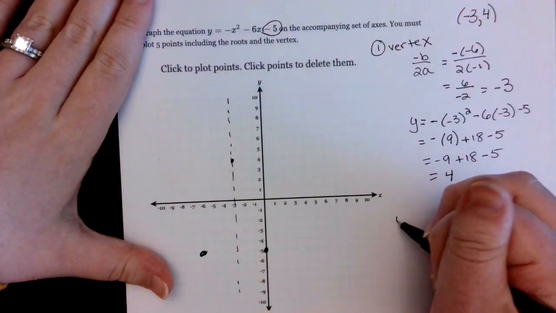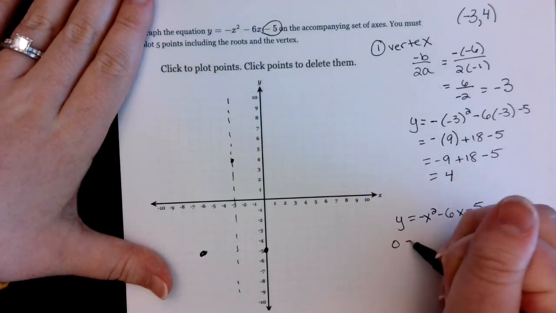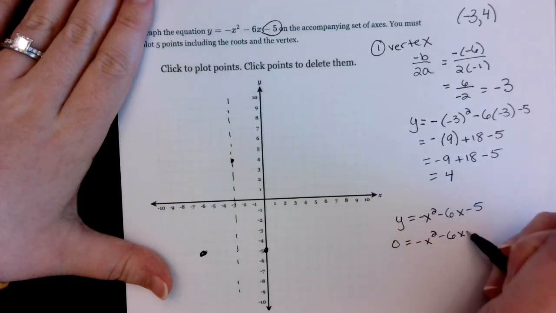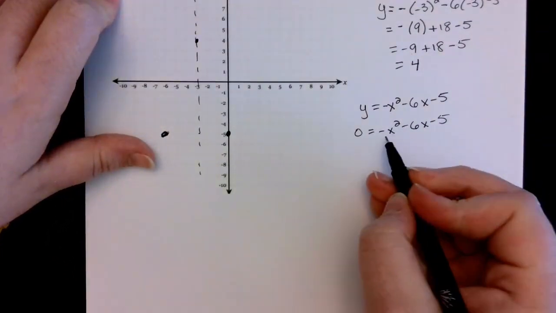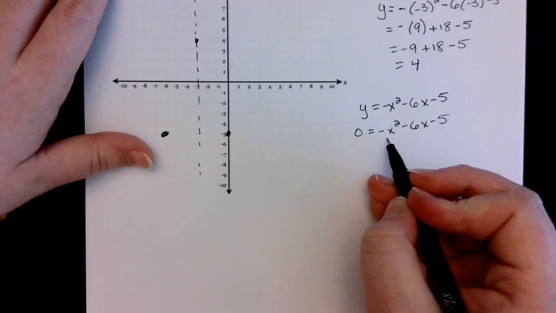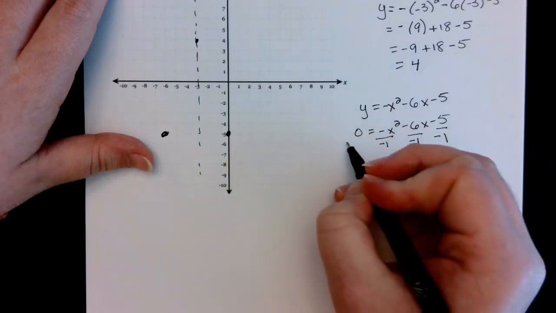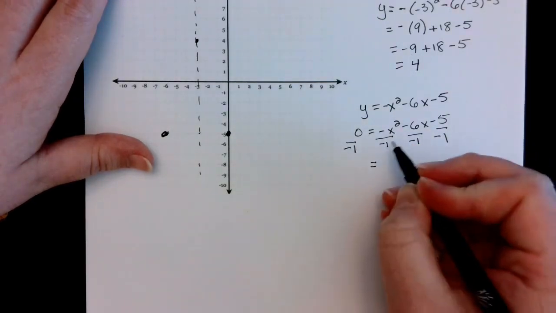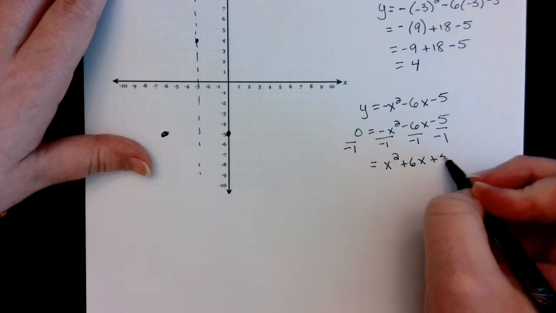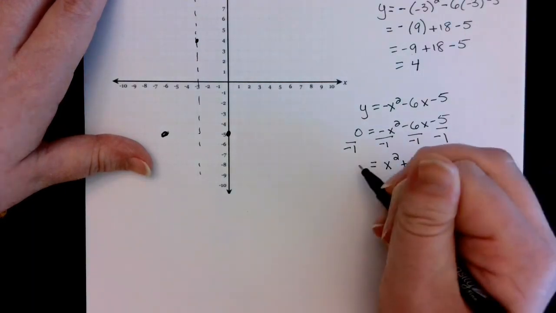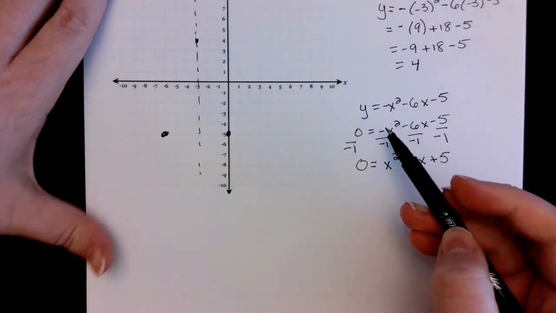So I'm going to take my equation at the top, set it equal to 0, and I'm going to factor. Now let's remember, we don't like factoring when a is negative, so I need to take that negative 1 out of everything and divide both sides by negative 1. This becomes a positive x squared, this becomes a positive 6x, and this becomes a positive 5. 0 divided by negative 1 is just 0. You always need to get rid of that negative if a is negative.